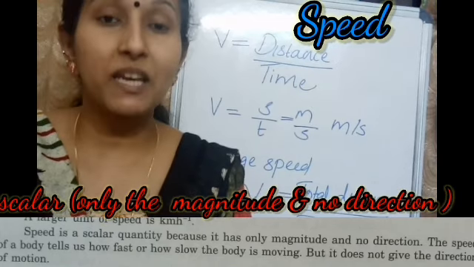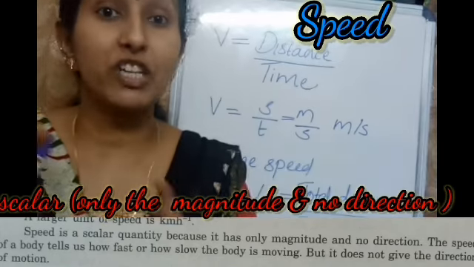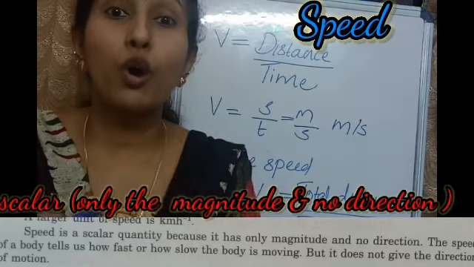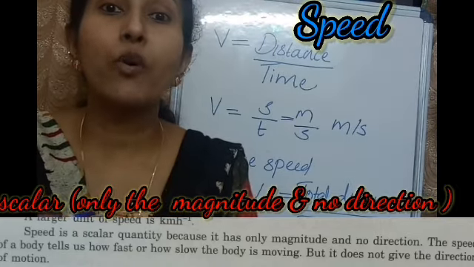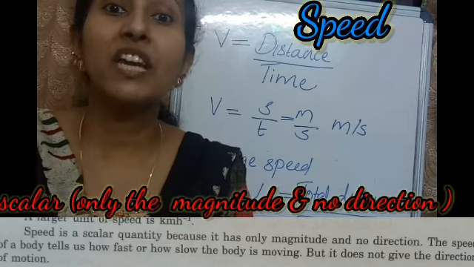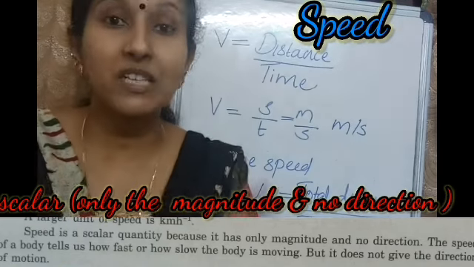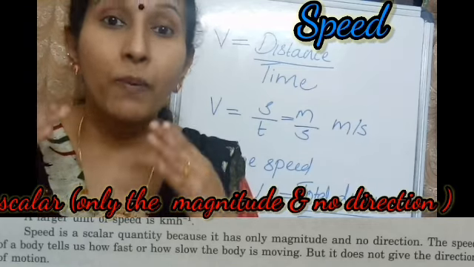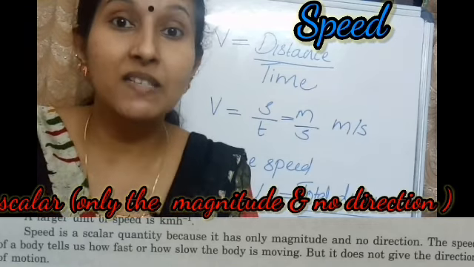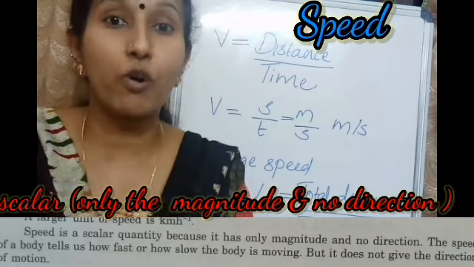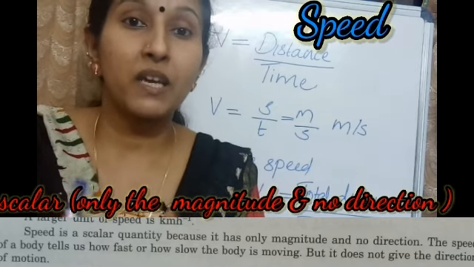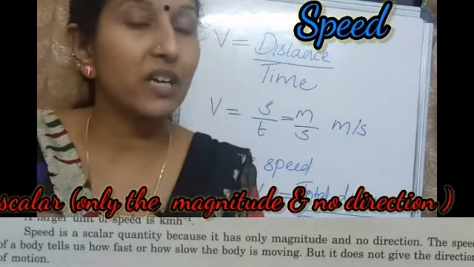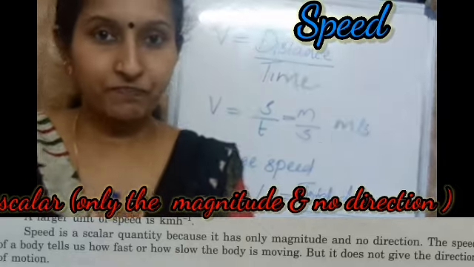That's why speed is a scalar quantity, which means speed tells us how slow or fast the body is moving. It does not give the direction of motion. It tells us only the speed, like how fast or how slow it is. That means speed is a scalar quantity because speed has only magnitude, there is no direction.